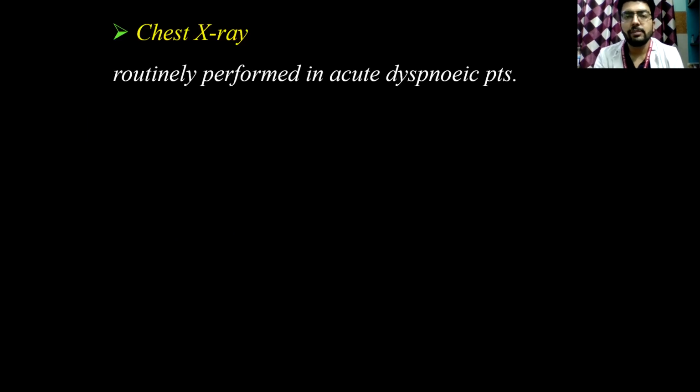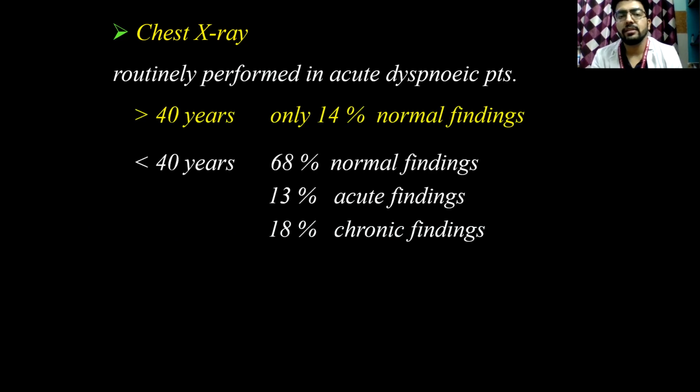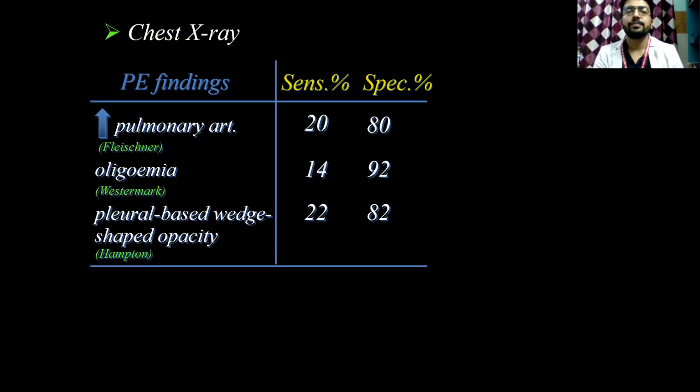Chest X-ray is routinely performed in acute dyspneic patients. In patients more than 40 years, only 14% have normal findings, but in less than 40 years, 68% normal findings will be seen. Only 13% acute findings and 18% chronic findings will be seen. So chest X-ray is not indicated unless physical exam findings or hemoptysis is present.